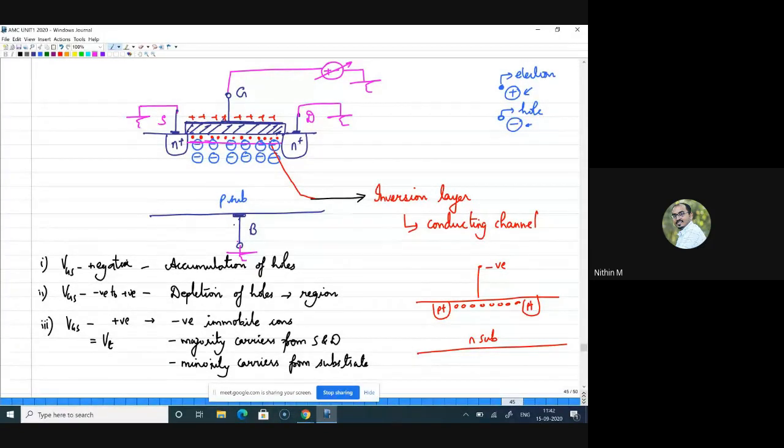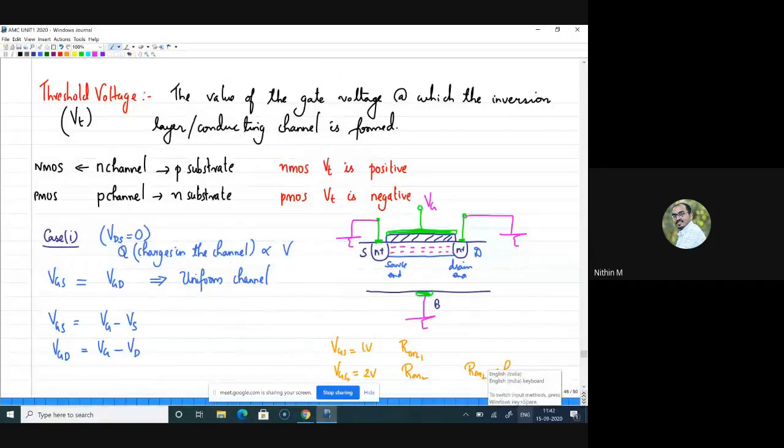Now, as we have seen, whenever a conducting channel is present between source and drain, then if you apply a voltage between drain and source, a current is expected to flow between the drain and source terminals. And we have also seen that for an NMOS device, the threshold is positive, and for a PMOS device, the threshold is negative, which can be explained by looking at the initial structure or initial substrate on which we start the fabrication of the MOSFET.